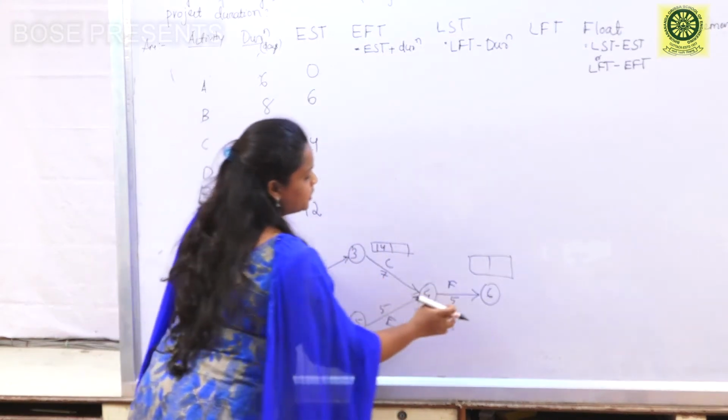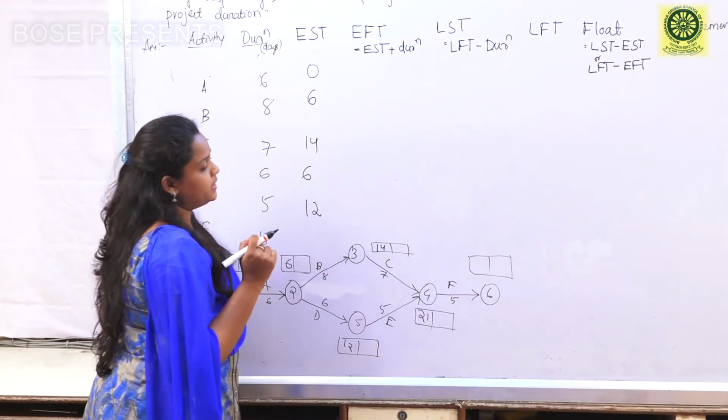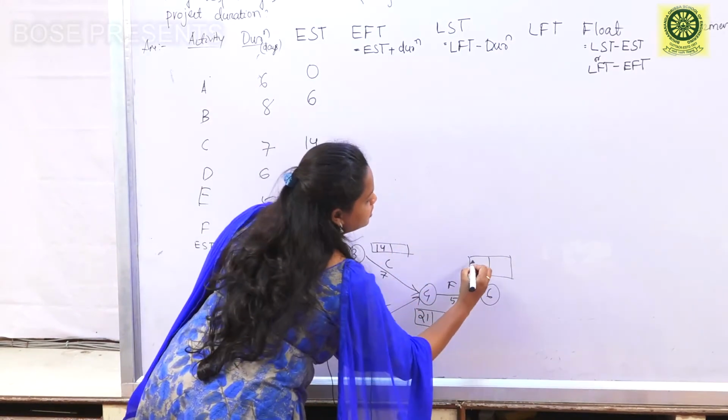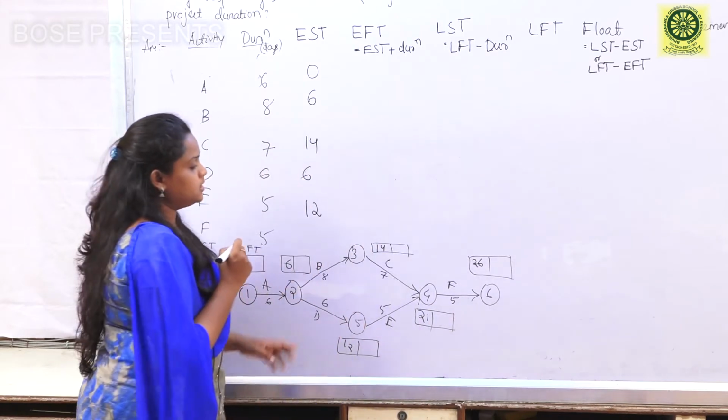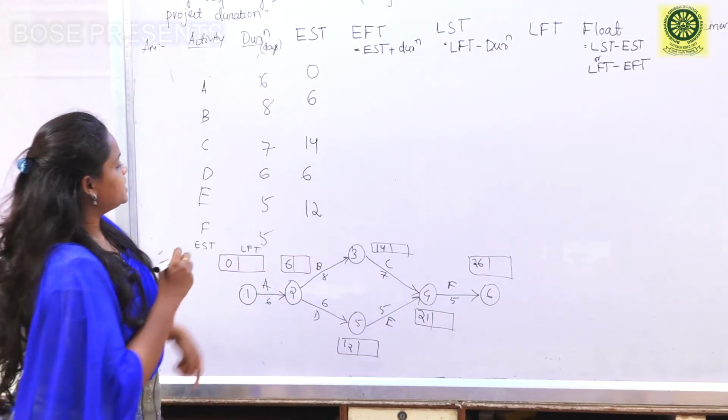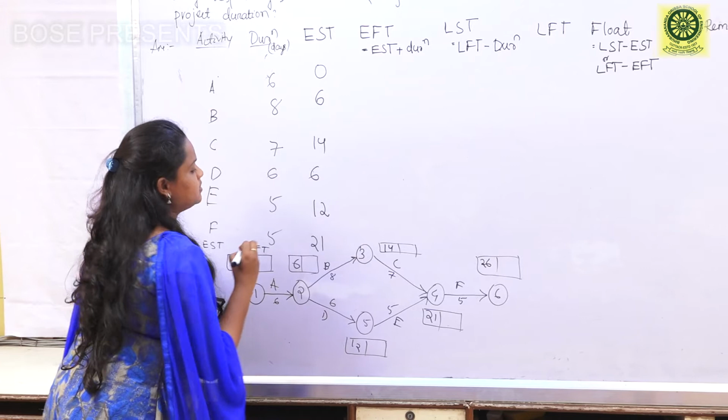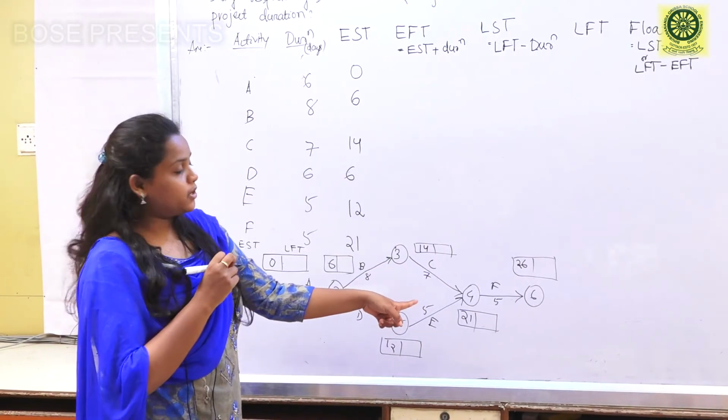For completing activity F, the total duration will be 26. That is the EST for the activities.